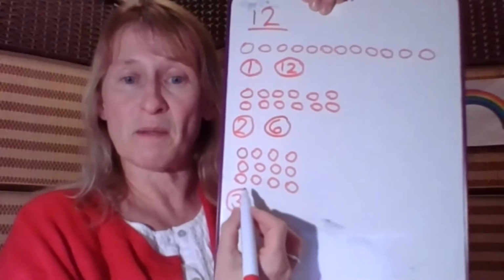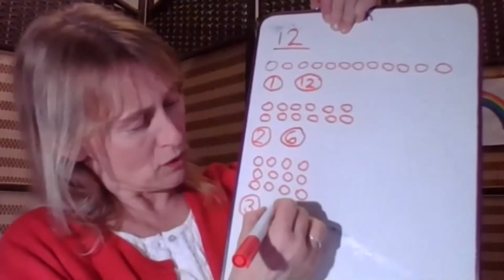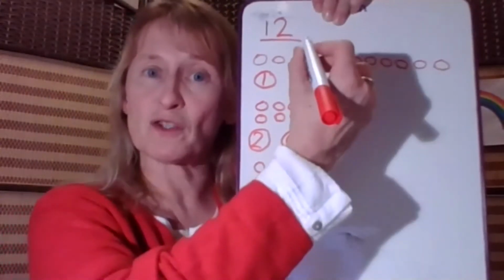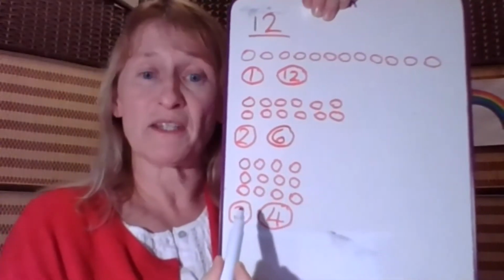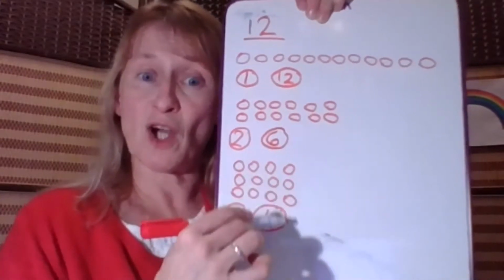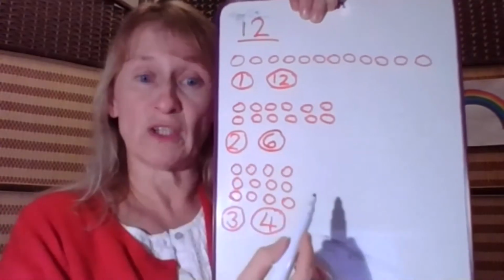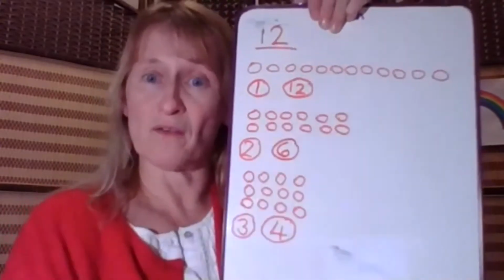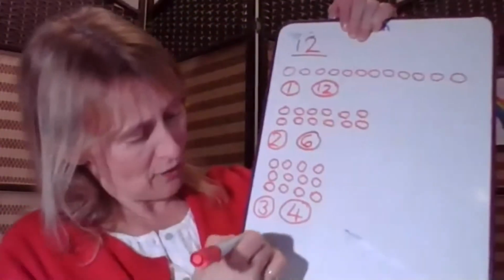How many rows of 3 is it made? 1, 2, 3, 4 rows of 3. So 4 times 3 makes 12. I can make it into rows of 4 with none left over and columns of 3 with none left over. So 3 and 4 are factors of 12. Okay, let's try 5.